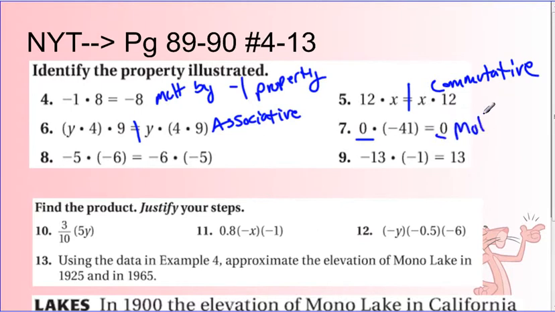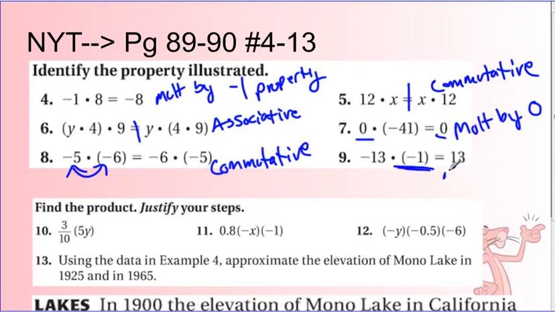Number 7, they're taking something times 0 and getting 0 for an answer, so that's the multiply by 0 property. Number 8, they're just switching the numbers around, so that is commutative again. And number 9, they're multiplying by this negative 1, so it's the multiply by negative 1 property.